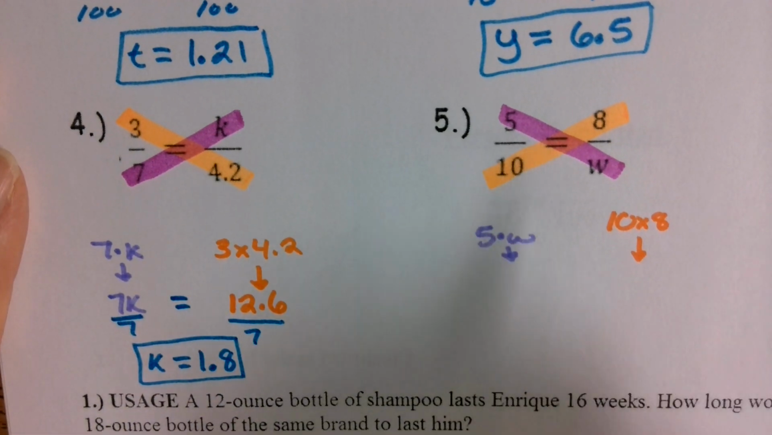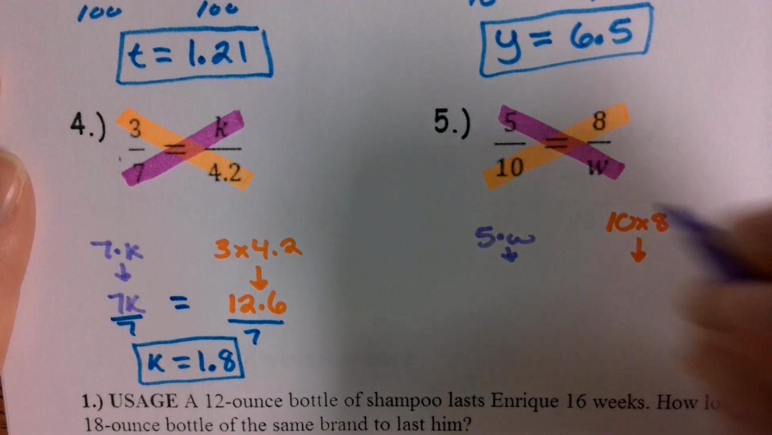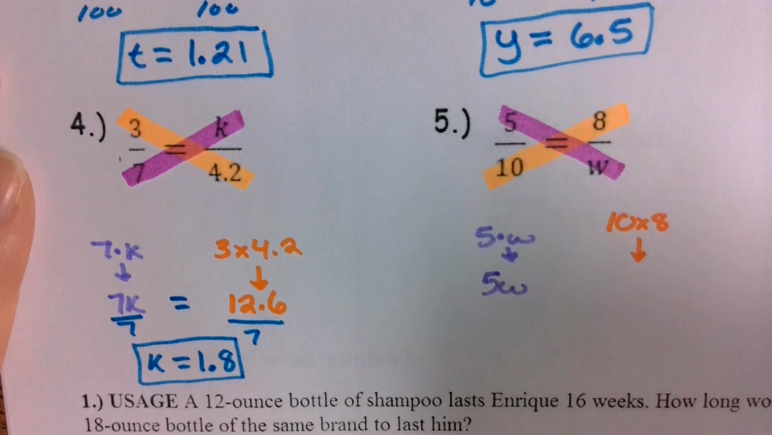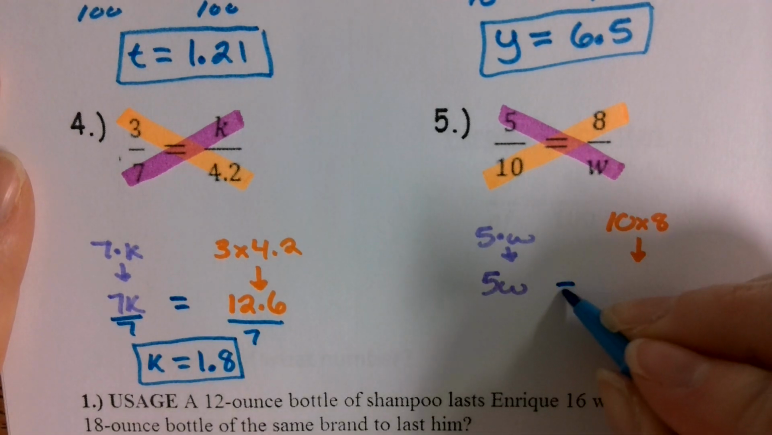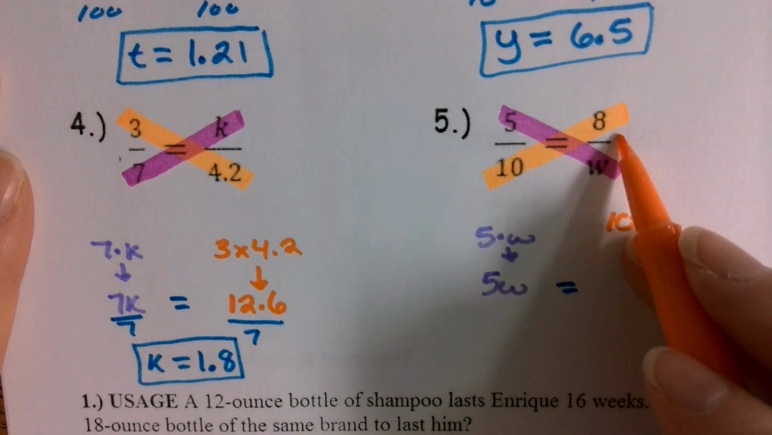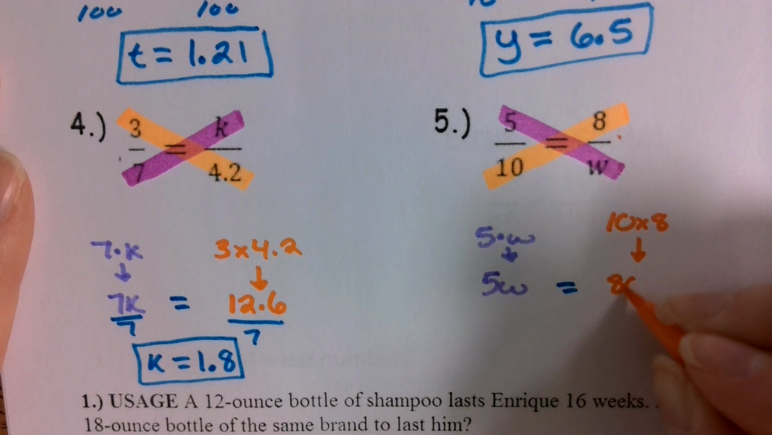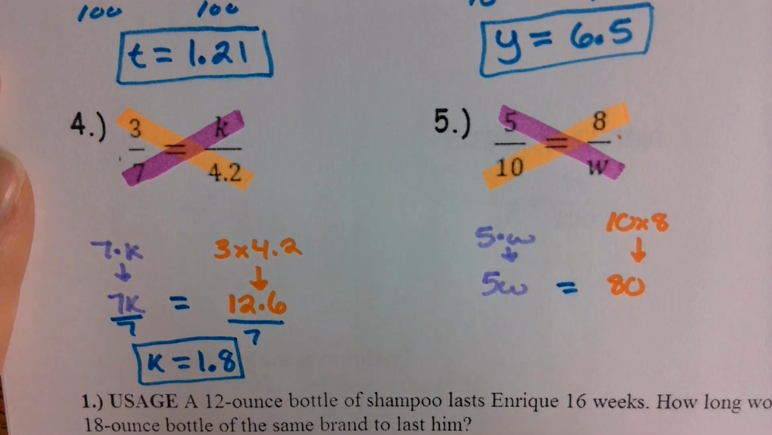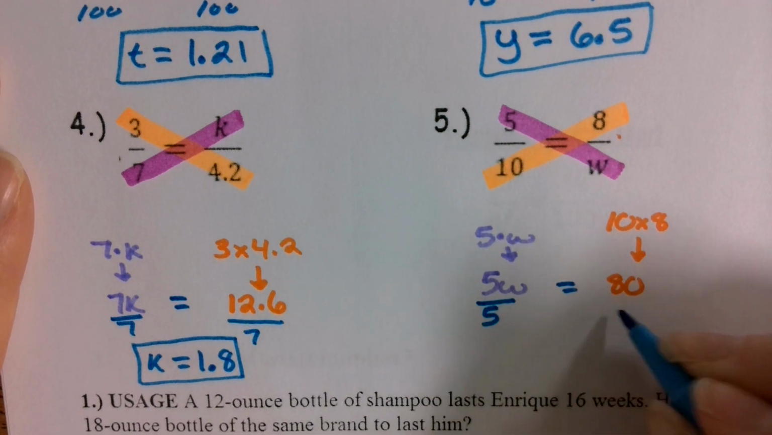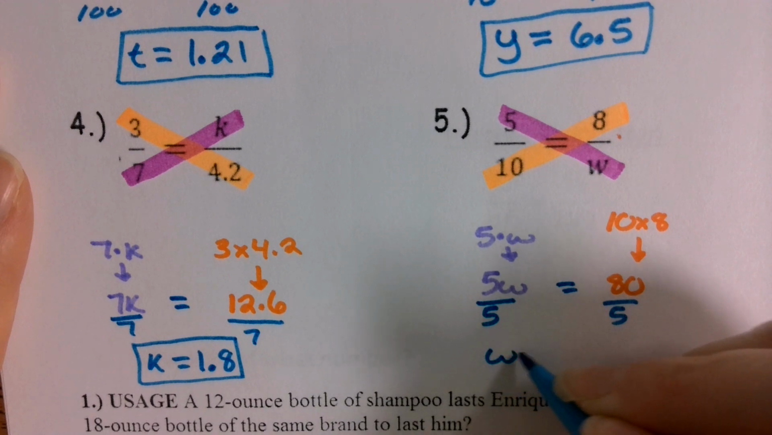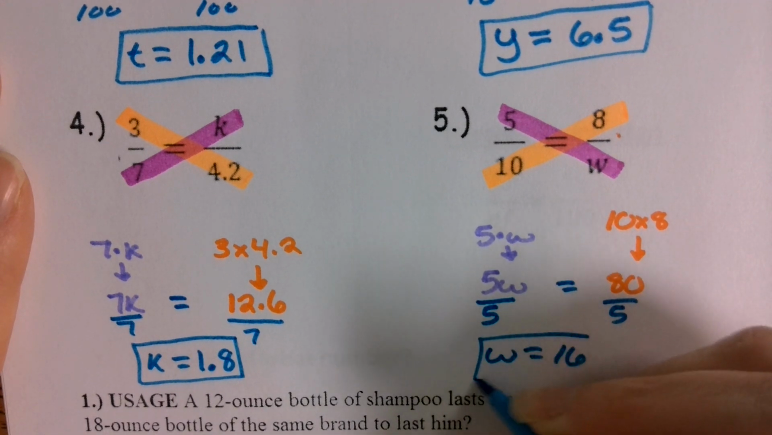Okay, for problem number 5, we're going to multiply the 5 times the w. We get 5w. We're going to multiply the 10 times the 8. That's going to give us 80. And then we divide both sides by 5. Very good, Marshall. Gets you 16. w is equal to 16.